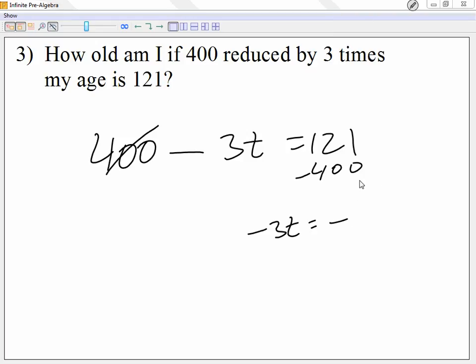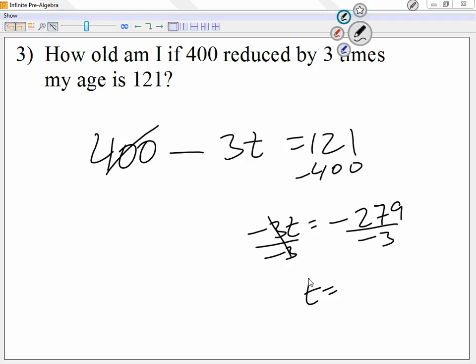When you're solving, first we set it up, right? Subtract 400. 121 minus 400 gave us negative 279. The bigger number was negative, so we kept the negative sign. Now we divide by negative 3, so t equals 93.